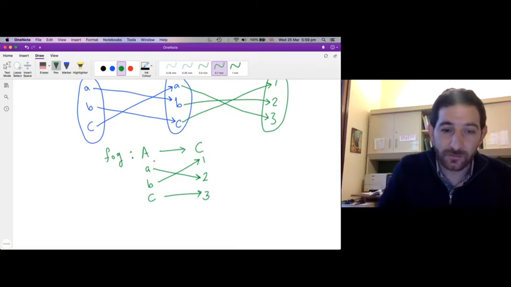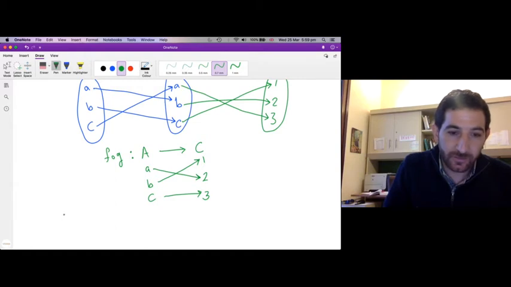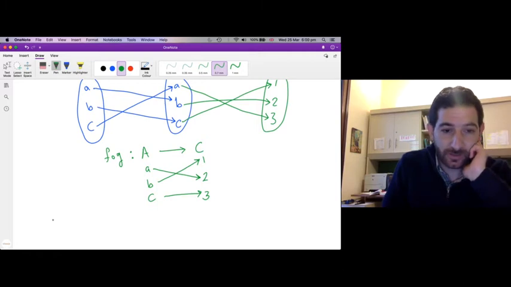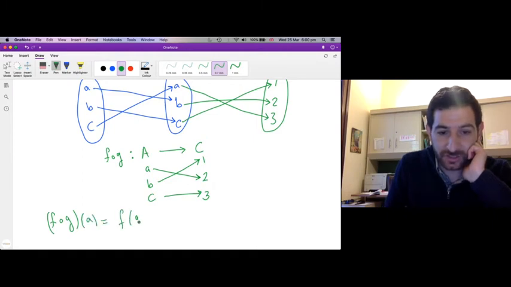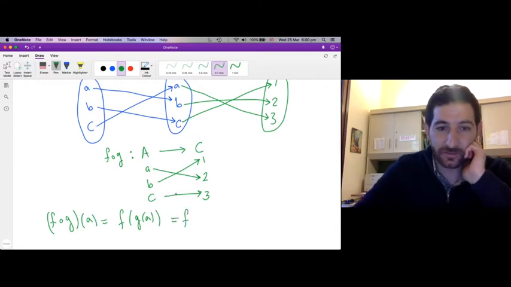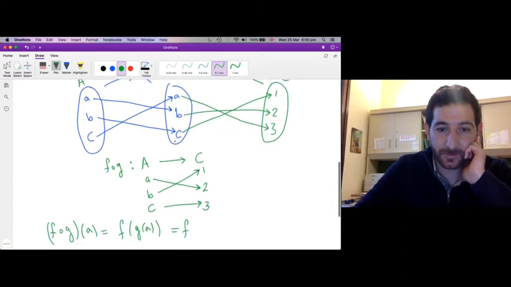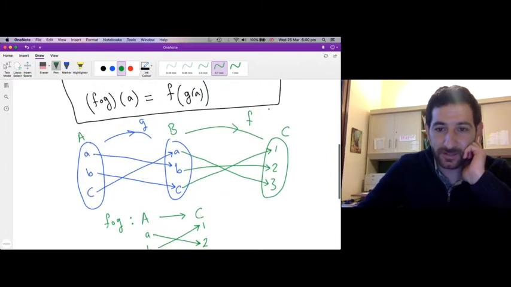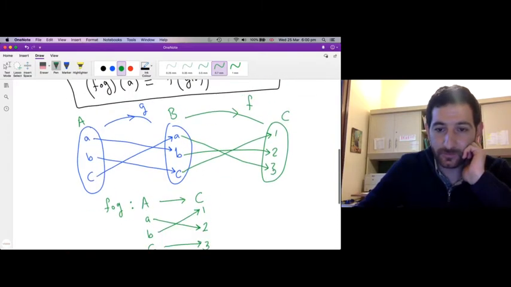This is a new function, which is the composition of f after g. Now, if you want to use the formula in which we define the composition, then we get the same answer. So, for example, f after g applied to a, by definition, is f of g of a, which means apply g to a first and then apply f to the result. So this is f, but what is g of a? Look, g of a is b, right? So this is f of b. And what's f of b? Here is f, here is b, f of b is 2. Okay.